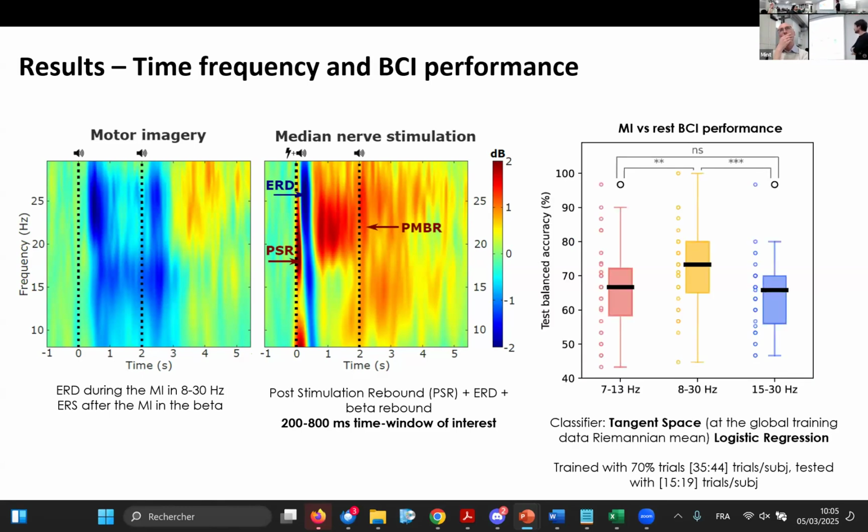So we also computed offline BCI accuracy using different frequency bands and using Riemannian geometry and tangent space with logistic regression. And we can see that the BCI performance in the merged mu and beta frequency bands, so between 8 and 30 hertz, is stronger compared to the others.